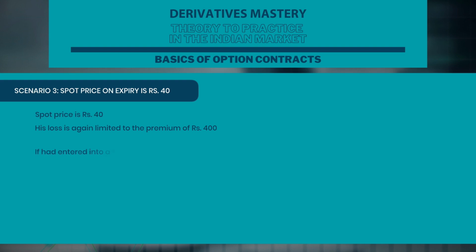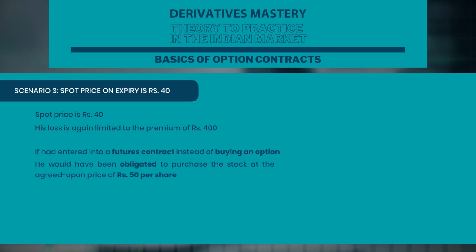However, if Mr. Ram had entered into a futures contract instead of buying an option, he would have been obligated to purchase the stock at the agreed upon price of rupees 50 per share, regardless of the market price. So, if the market price fell to rupees 40, his loss would be rupees 10 per share. With the lot size of 100 shares, the total loss would be rupees 1000.